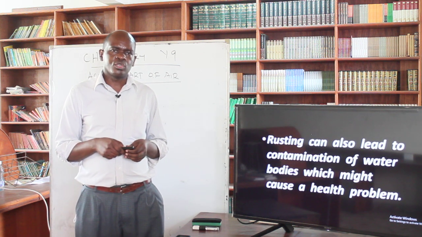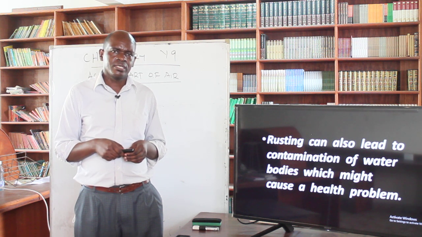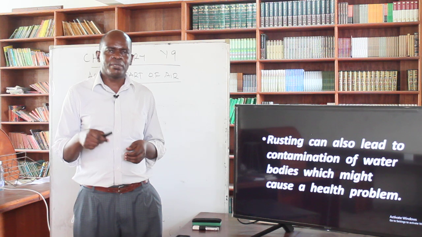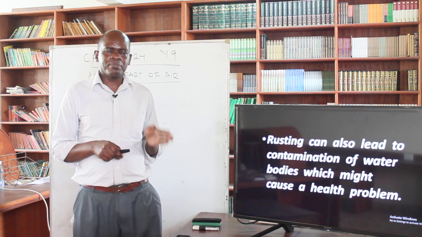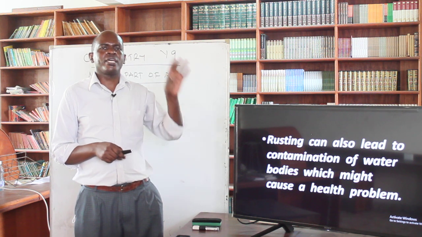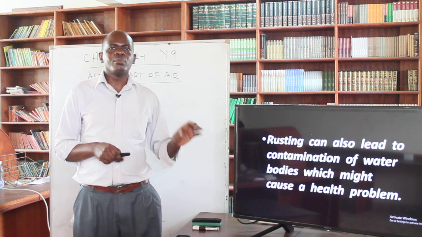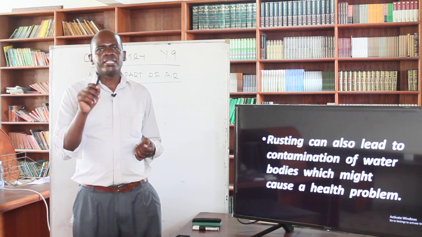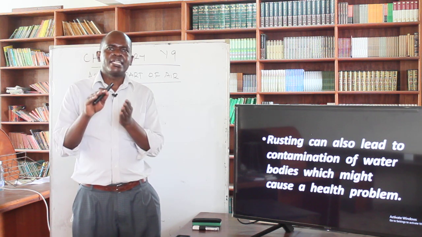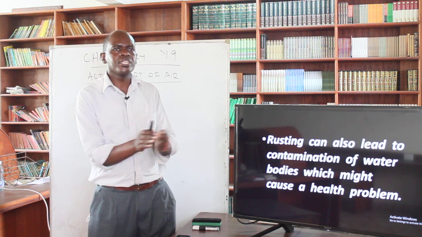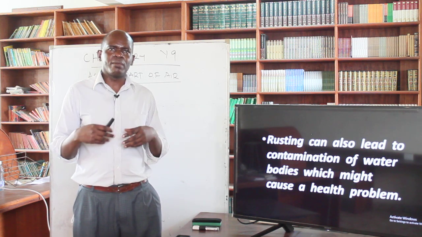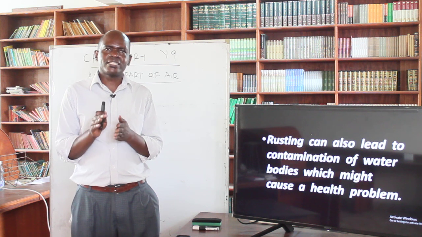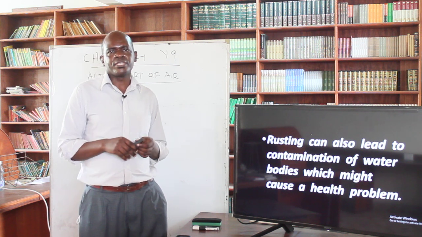Now, the rusting process can also lead to the contamination of water bodies, especially if these particular materials are left to go to the water bodies. This happens mostly if rusting takes place closer to a water body, or rusting takes place and then the rain comes and washes away the surface which is rusting. So it means that all the materials coming from the rusting surface will be washed into the water body.